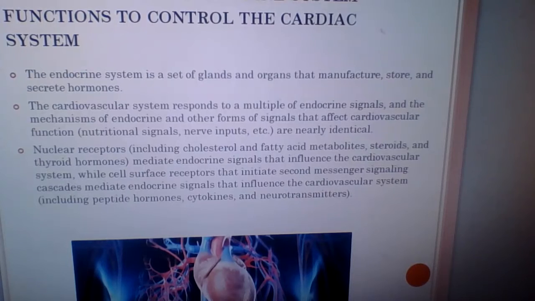Nuclear receptors, including cholesterol and fatty acid metabolites, steroids, and thyroid hormones, mediate endocrine signals that influence the cardiovascular system, while cell surface receptors that initiate second messenger signaling cascades mediate endocrine signals that influence the cardiovascular system, including peptide hormones, cytokines, and neurotransmitters.